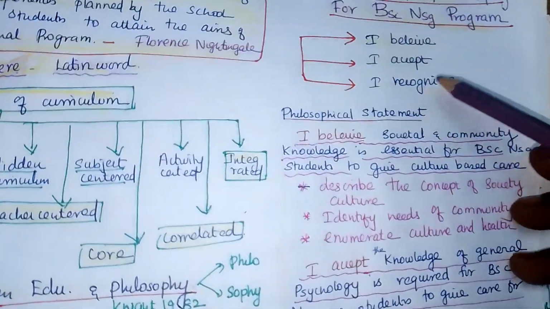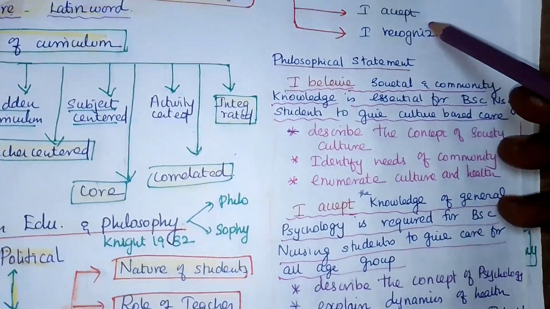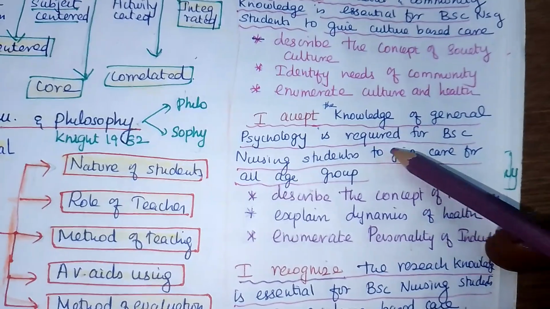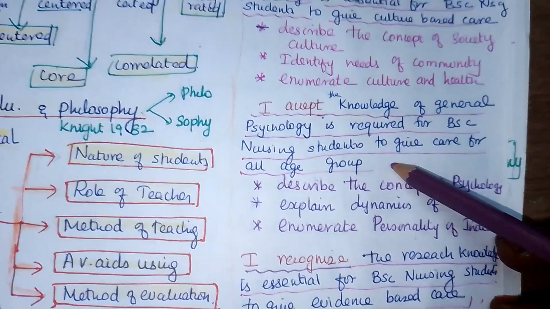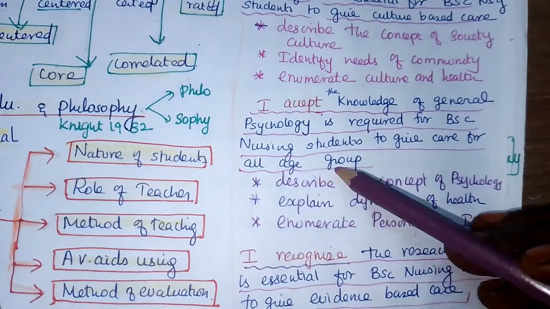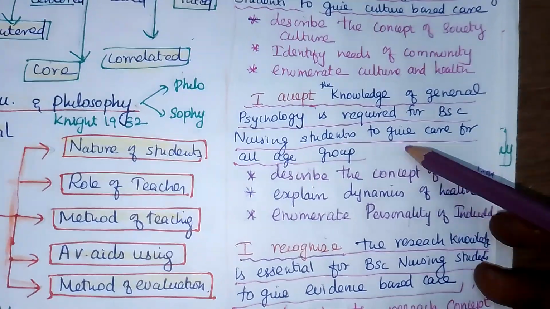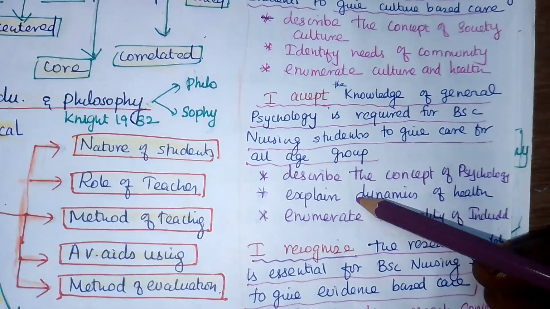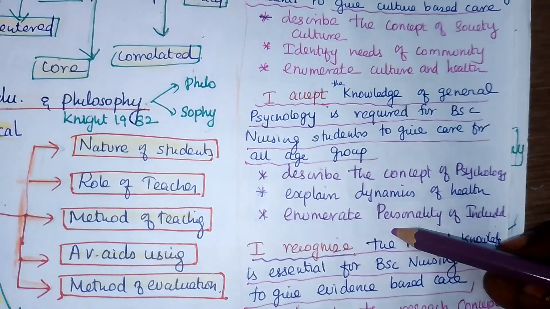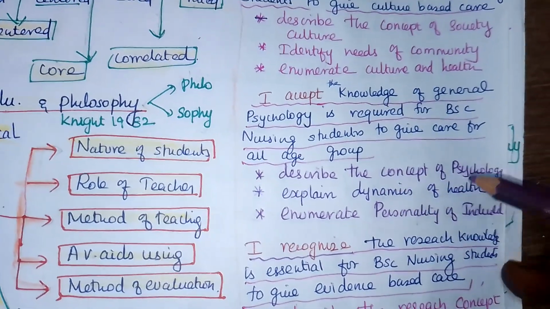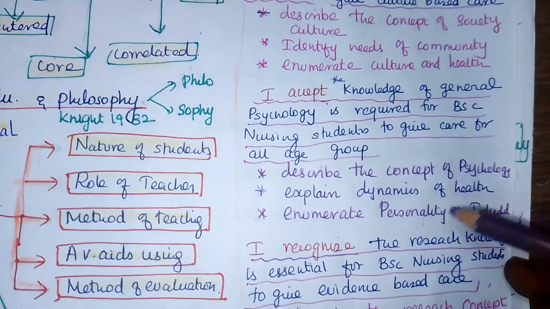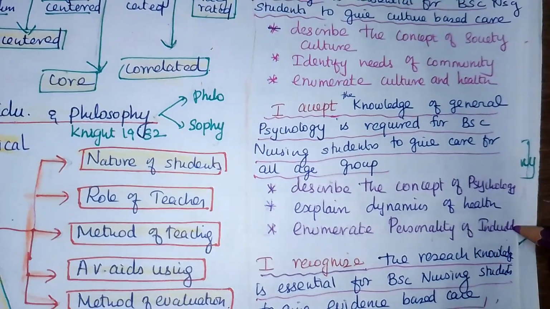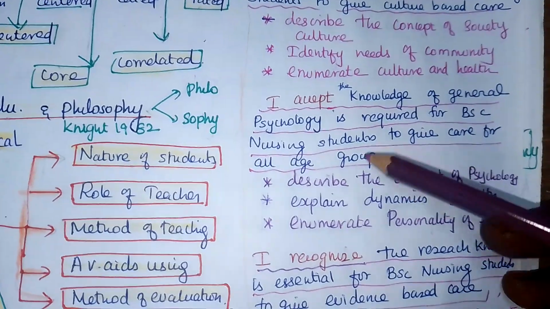So what is accept? What do I accept? I accept the knowledge of general psychology is required for BSc nursing students to give care for all age groups or all individuals in the society. What objectives can I formulate? Describe the concept of psychology. Explain the dynamics of health. Enumerate the personality of the individual. Right or not? So in that I can make one or two courses.